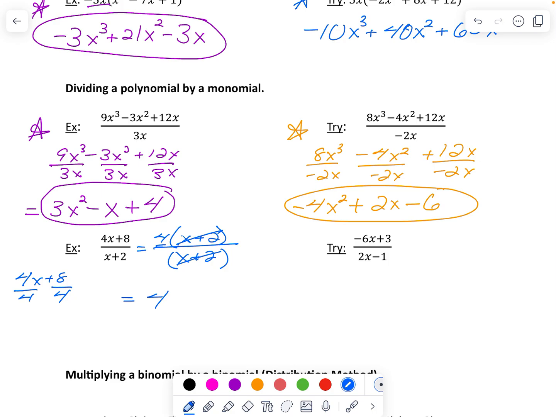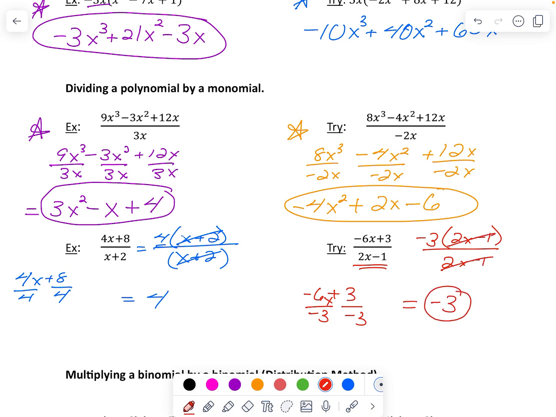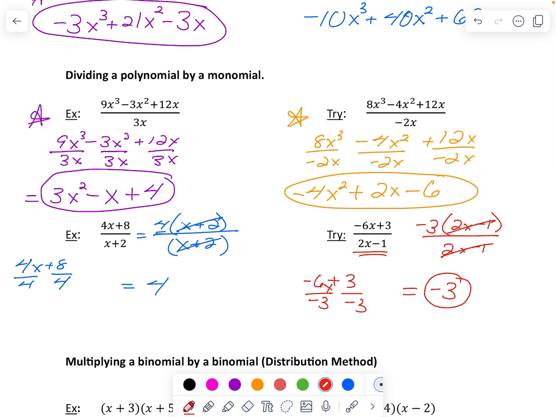Similarly here on this side, we're going to do this one together. Notice we want it to cancel with 2x minus 1. So to get that first term to be 2x, we would need to divide by negative 3. See, if we divide by negative 3, that becomes positive 2x. So if we take that negative 3 out, if we divide everything by it, we're left with 2x minus 1. And they cancel out, and we just get negative 3. So those are a little tricky, I'll give you that.